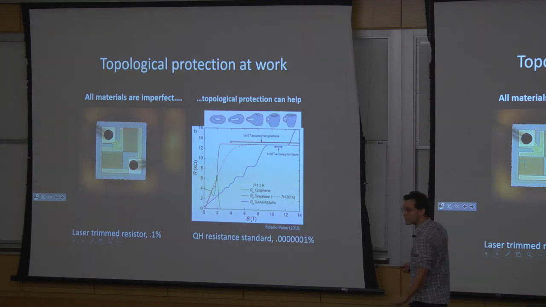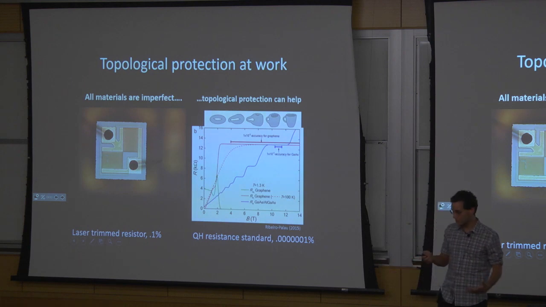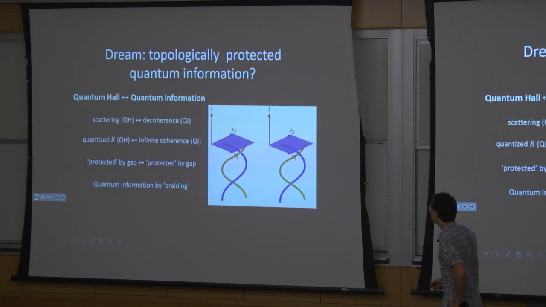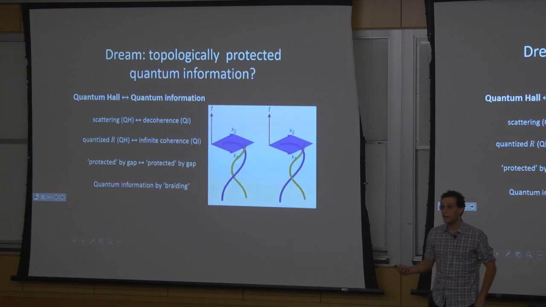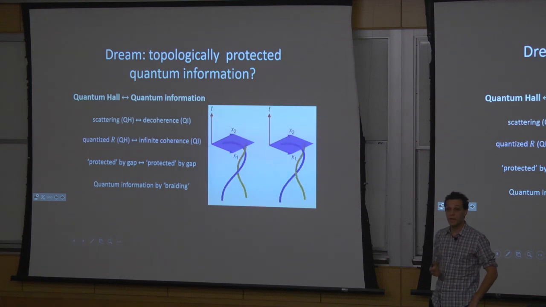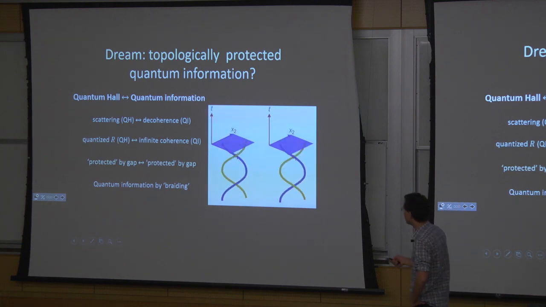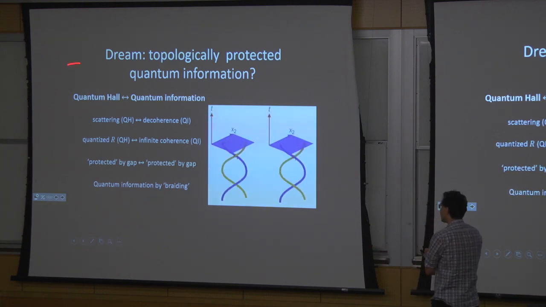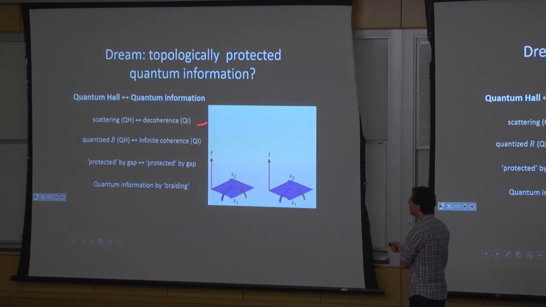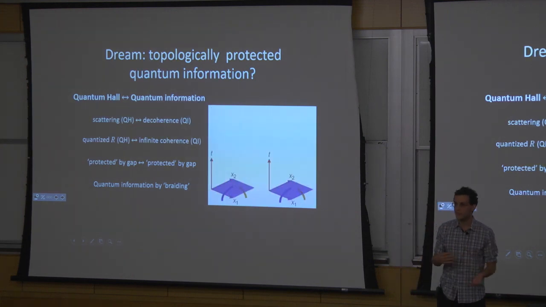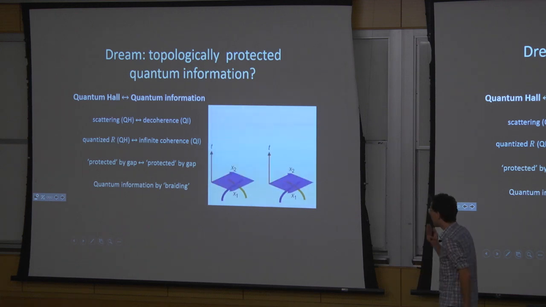So what? A resistance standard is in fact important. Standards are important. But there's kind of a dream, and that's a dream I'll come back to at the very end, which is to apply this idea more broadly, in particular to quantum information. There's an analogy, which I'm not going to dwell on too much, but maybe I'll spend a few minutes on, between the topological protection relevant for quantum Hall and trying to apply that to manipulating and storing quantum information.